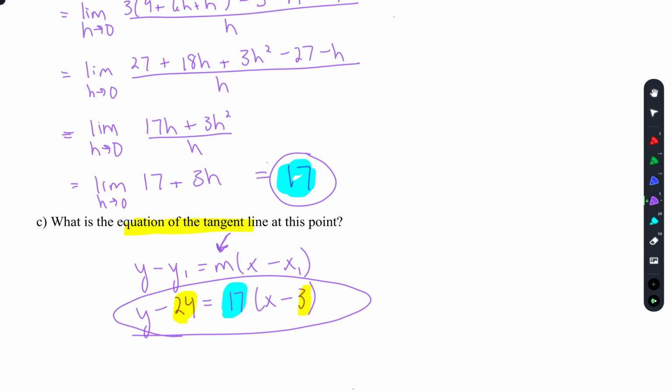I wouldn't solve it, just leave it. If it's on multiple choice and they have it as y equals, obviously I would solve it. But if it's on a free response question, nope. I'm going to avoid any dumb algebra mistakes as I can.